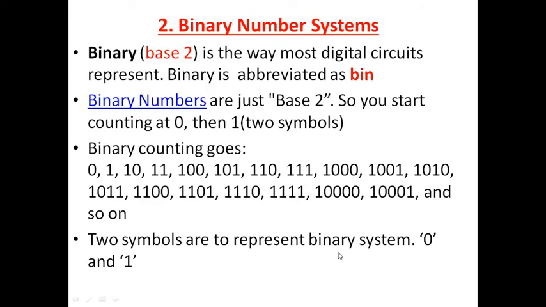Now what is a binary number system? It has a base 2. You are going to count only 2 digits, 0 and 1. So only 2 symbols are used to represent a binary number system. It is abbreviated as bin. You can count like 0, 1, 1, 0, 1, 1, 1, 0, 0, 1, 0, any combination. But you have to use only 0 and 1.